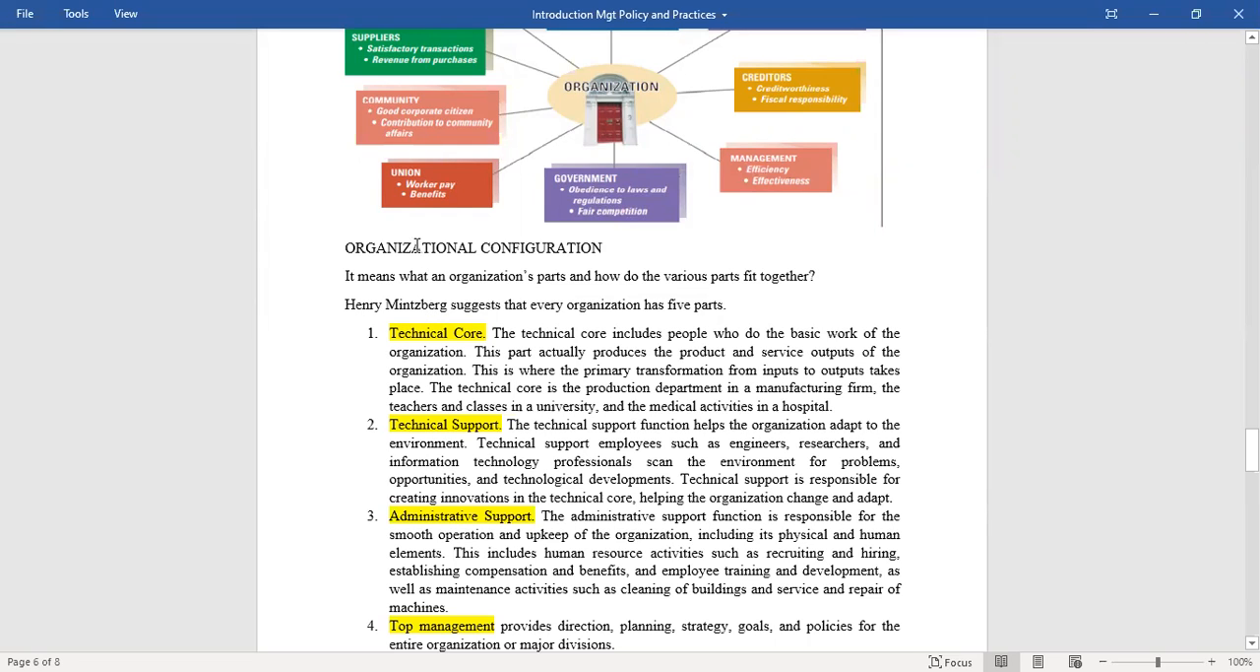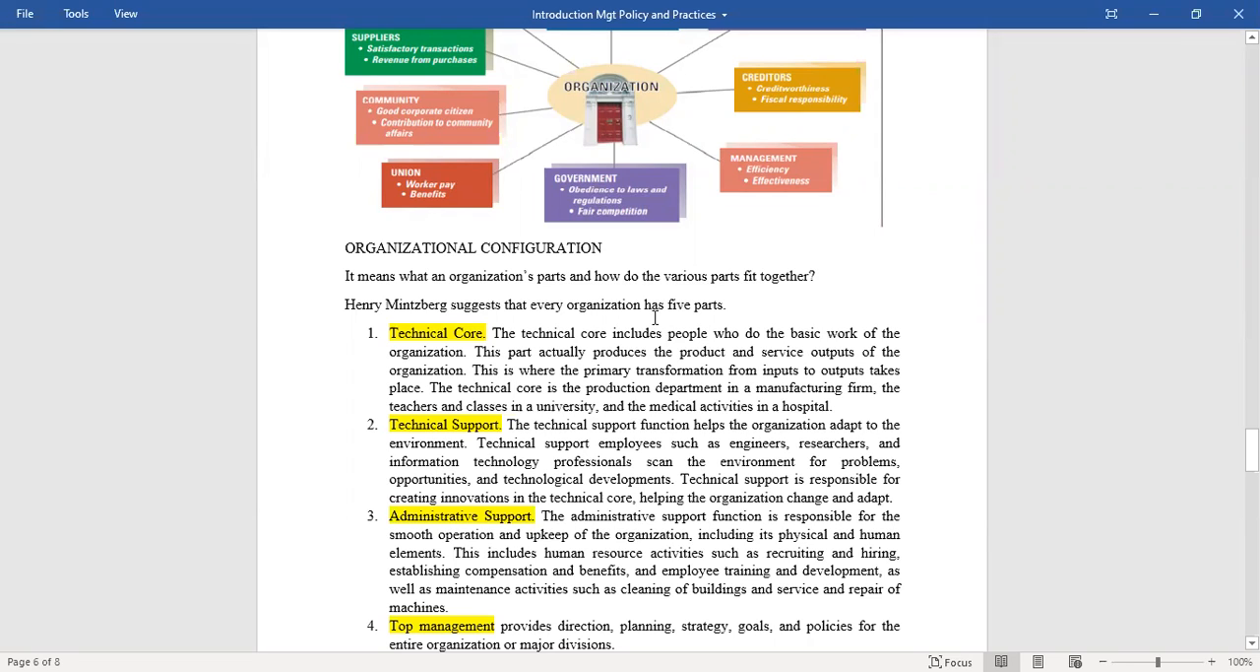So there can be many ways in which organizational configuration can be achieved. So I am now discussing with you a model which was presented by Henry Mintzberg. And in order to understand configuration, he first looked at the parts and then how the parts fit together. So this is the idea given by Henry Mintzberg. He says that every organization can be seen as consisting of 5 parts.